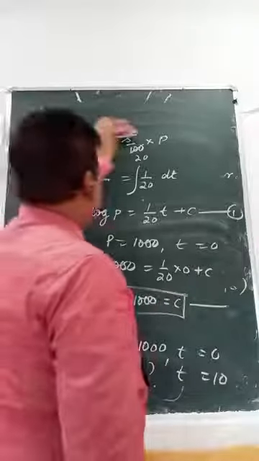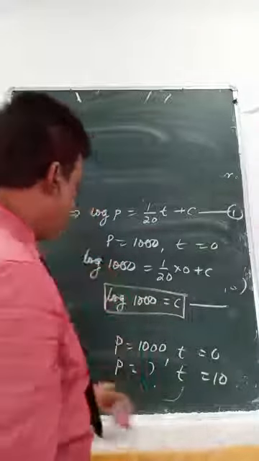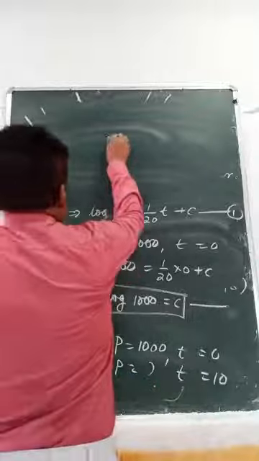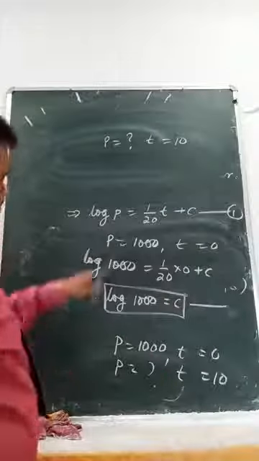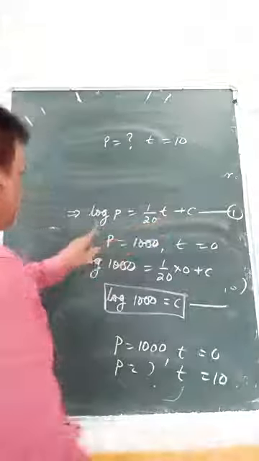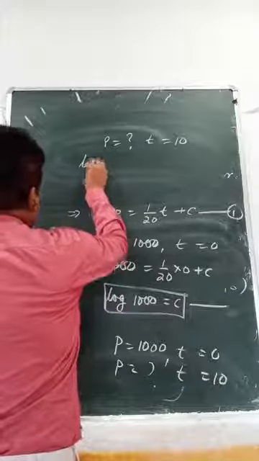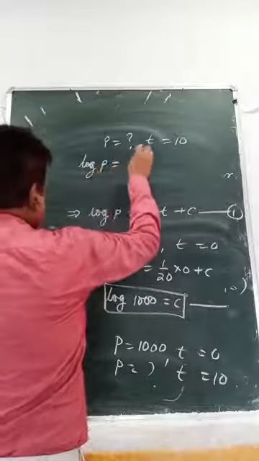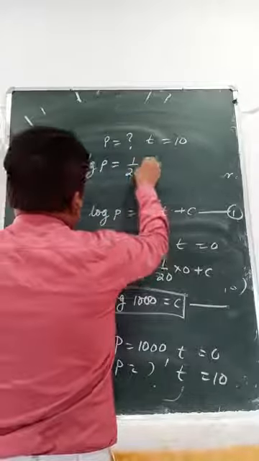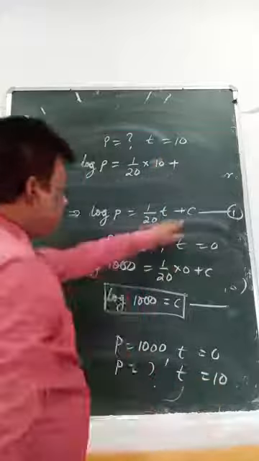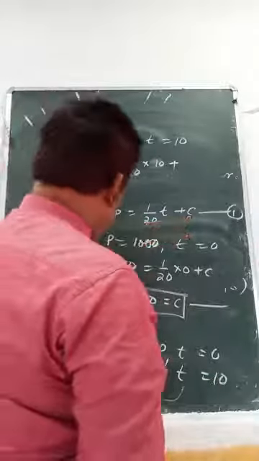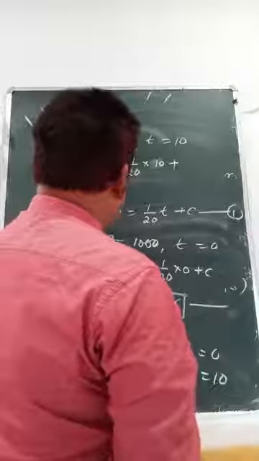Principal is not given, time is 10. Principal is the question mark, time is 10. The same equation I will put here. Log p equals 1 by 20 into t, t means 10, plus c. C is how much? Look at here. C is log 1000.